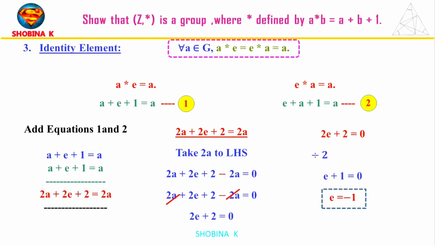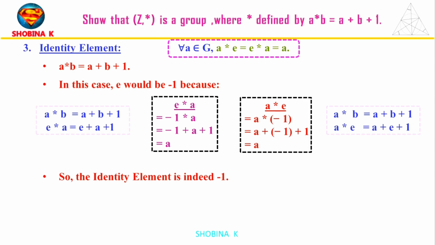Now divide this equation by 2. So we get e + 1 = 0. Taking +1 to the right hand side, we get -1. That is e = -1. Now let's check -1 is an identity element. Now replace the value of e as -1 in both the equations. We get a. So for all integers a, the operation with -1 as the identity element satisfies the identity property.